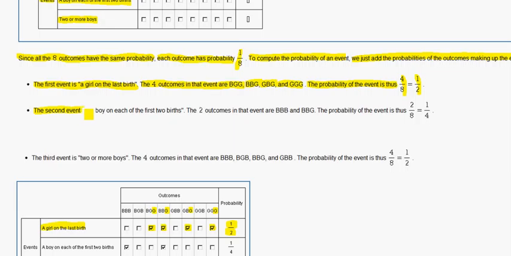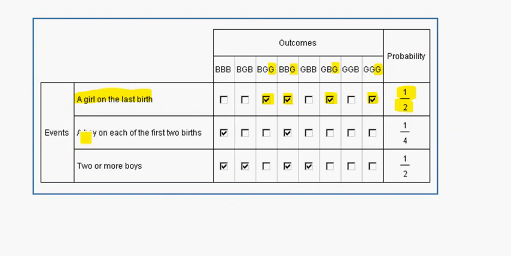The second event is boy on each of the first 2 births. The 2 outcomes in that event are BBB and BBG. The probability of this event is thus 2 out of 8, or 1 out of 4, 1/4. For a boy on each of the first 2 births, so we have boy, boy, so that's 1, and then boy, boy here, so that's another 1. Those are the only 2, so 2 out of 8 is reduced to 1 out of 4 for the probability.